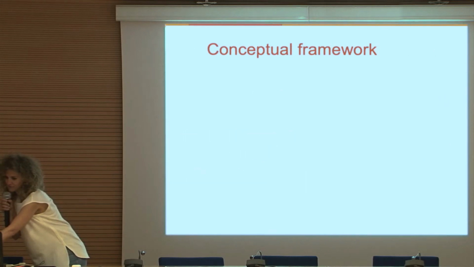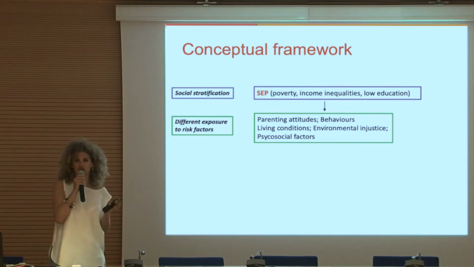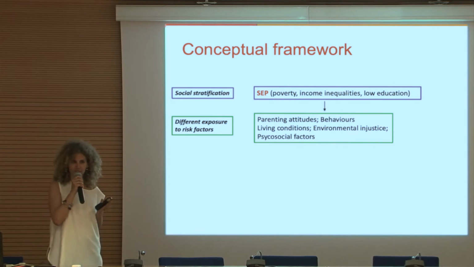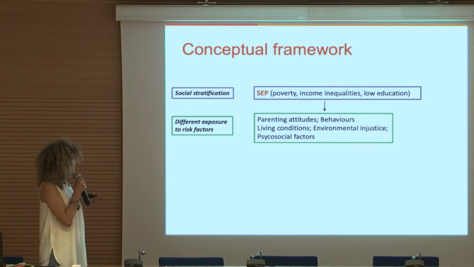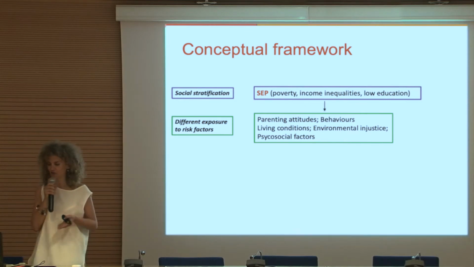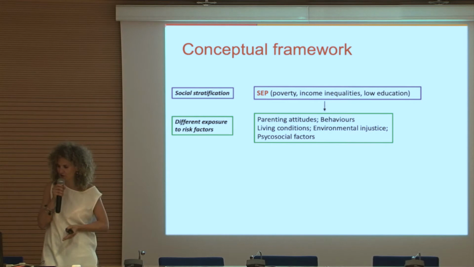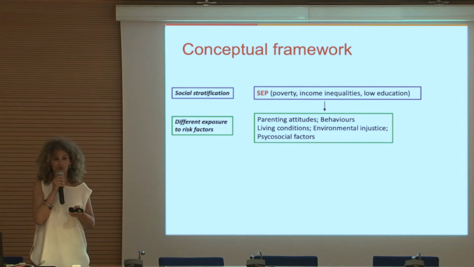The conceptual framework is this one. Socioeconomic position, which, as I will say in a second, can be measured in different ways, affects exposures. Subjects with a low socioeconomic position have different exposure to risk factors, such as parenting attitudes and behavior, living conditions, psychological factors, and environmental variables. We used to call this multitude of different exposures the exposome, to which a subject can be exposed from fetal life on.